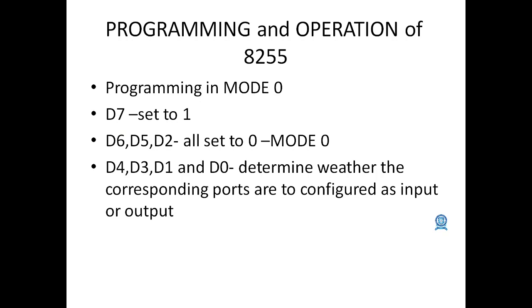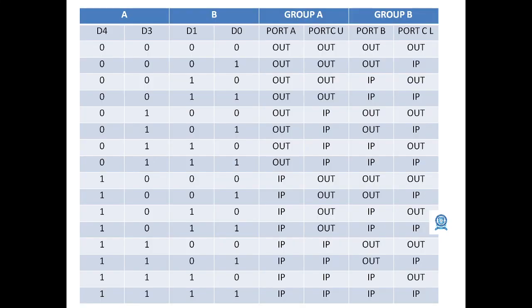Programming and operation of 8255. Program mode is mode 0, D7 is set to 1, D6, D5, D2 are all set to 0, mode 0. D4, D3, D1 and D0 determine whether the corresponding ports are configured as input or output. So this is the configuration of D1, D0, D3 and D4 for group A and group B.